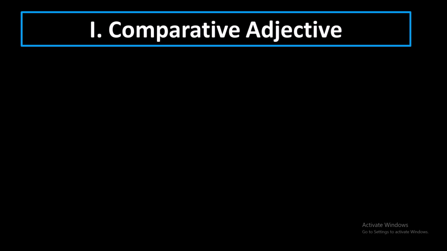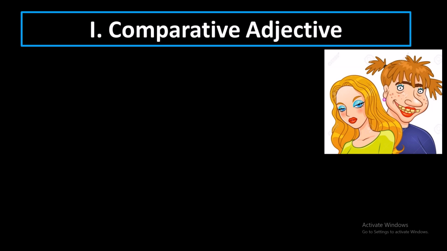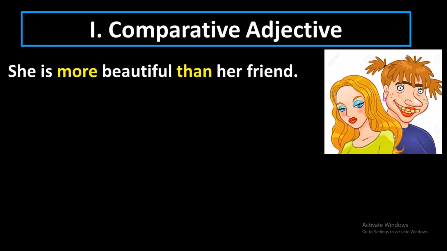Okay, let's take a look at some more examples. Look at the picture here. Let's pretend that they are friends or something. You can see the picture. One is beautiful. One is not really beautiful. And how can you say about this picture here? She is more beautiful than her friends. So the girl in the yellow shirt, she is more beautiful than her friend. So again, we don't use beautifuler than, we use more beautiful than.